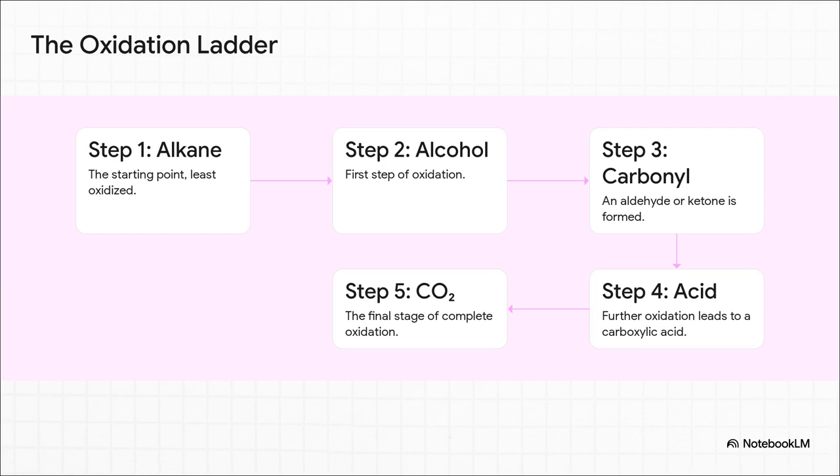Okay, this right here, this is the oxidation ladder, and it's basically our map for this entire topic. It just shows the progression, how a carbon atom gets more and more oxidized as it picks up more bonds to oxygen. You see, we start at the very bottom with a simple alkane, and we can climb up to an alcohol, then a carbonyl, then a carboxylic acid, and right at the very top, we hit carbon dioxide.